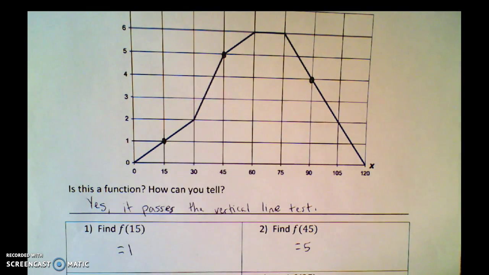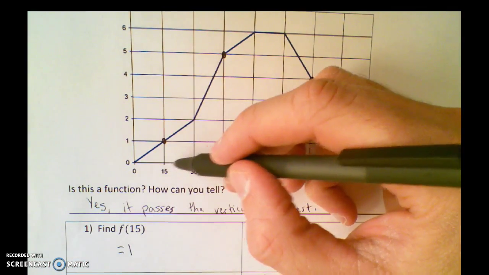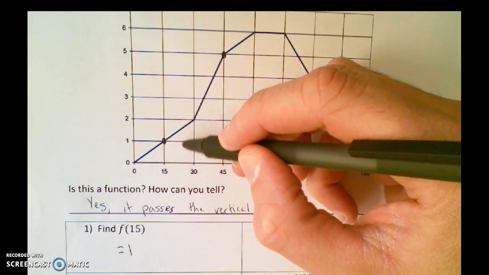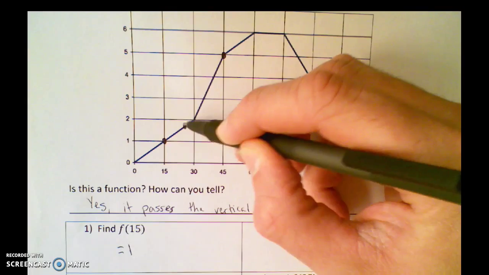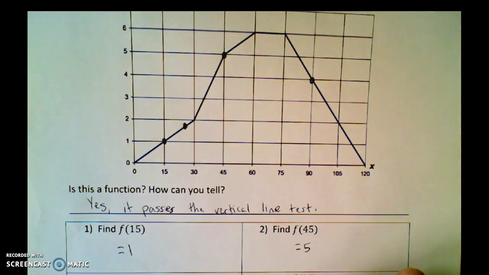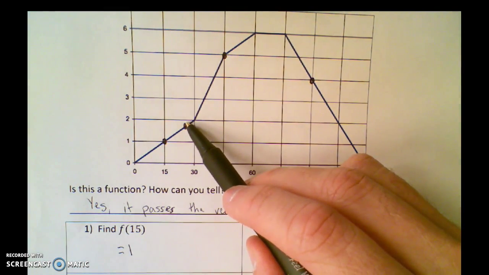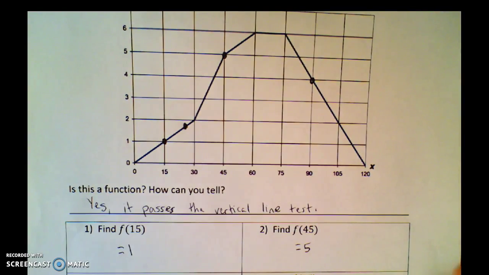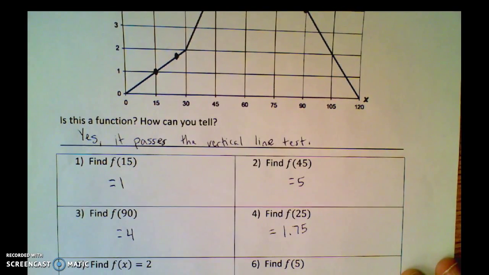How about f of 25? So 25, we're doing a little bit of estimating. It's a little more than halfway between 15 and 30, so somewhere closer to 30. So I'm just seeing where it's intersecting. So I'm going to estimate and say it's about 1.75. Here you just have to make your best guess. You're going to estimate where you think it is. I know it's not going to be 2, and I know it's not going to be 1 because it's in between, so somewhere between 1 and 2 for those inputs.